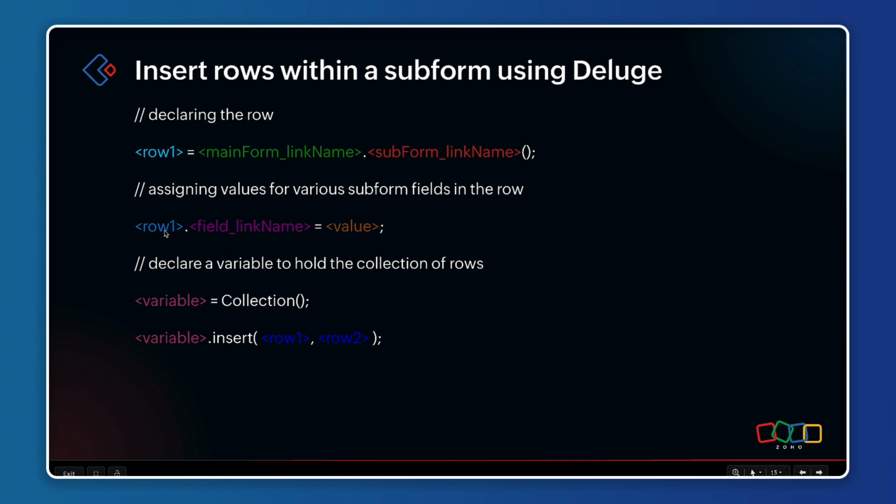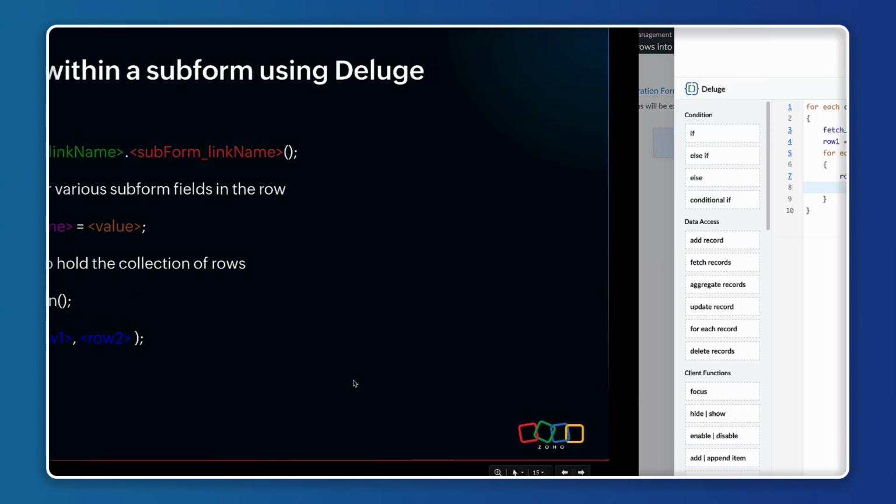Before you directly insert this row into a subform, we are going to create a collection variable, insert all the rows that you have declared, and then insert the collection variable into the subform. The reason is that the data stored within a subform is stored in a key value pair, that is your map data type, right? We are just going to insert these rows into a collection variable, which is of a key value pair, and we will be inserting this collection into the subform, right?